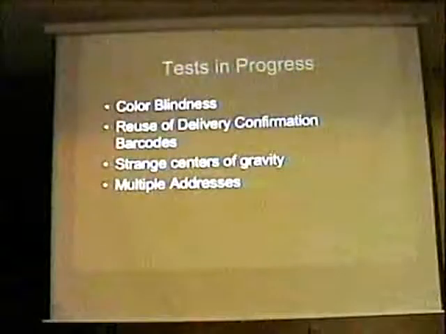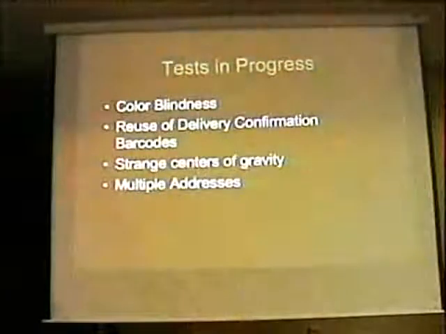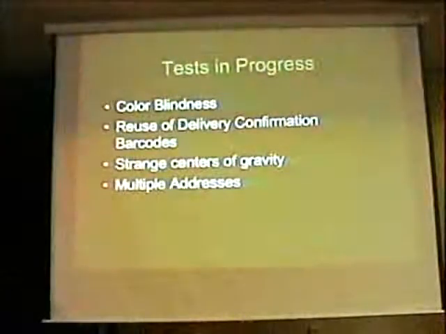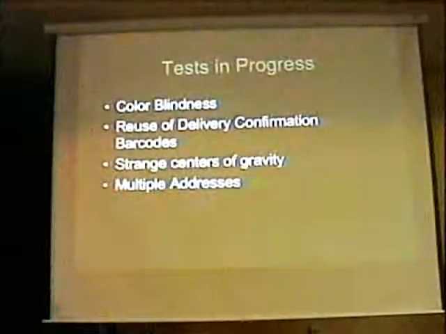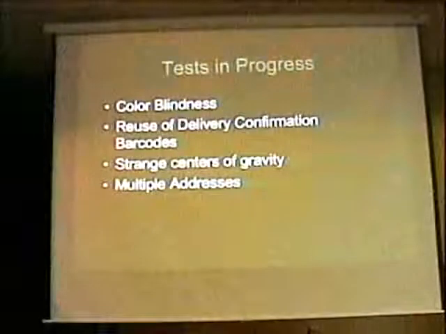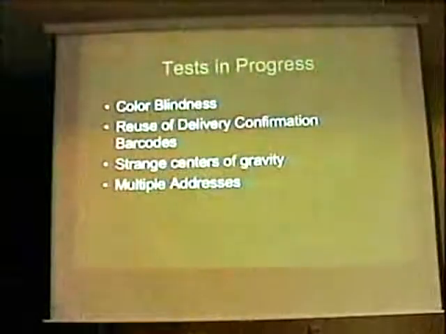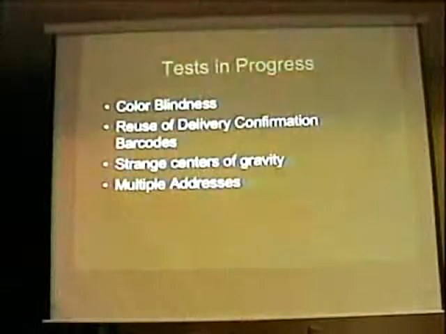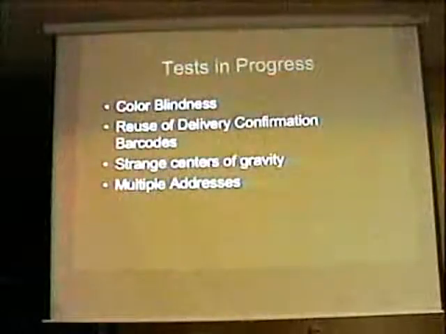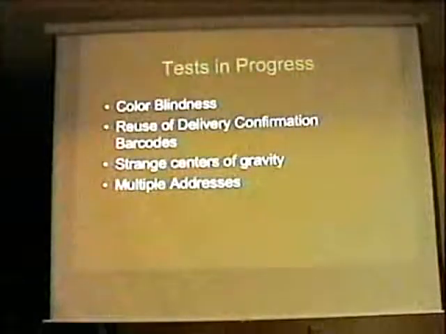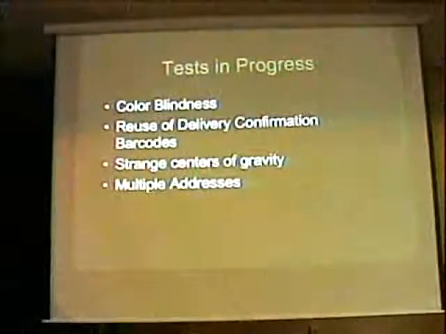So some tests in progress. I mentioned the colorblindness test. We have one en route right now where we're reusing the delivery confirmation barcodes. And everybody's seen these, especially if you buy something on eBay. People use it as evidence that it was delivered, even though it's not like certified mail. But our question is, if you take the same label off of a used package and put it on another package and mail it, what happens when you track it? Do you get tracking results for 2 packages, or does one of them get obliterated? And if one of them gets obliterated, this means that you can monkey with their database.